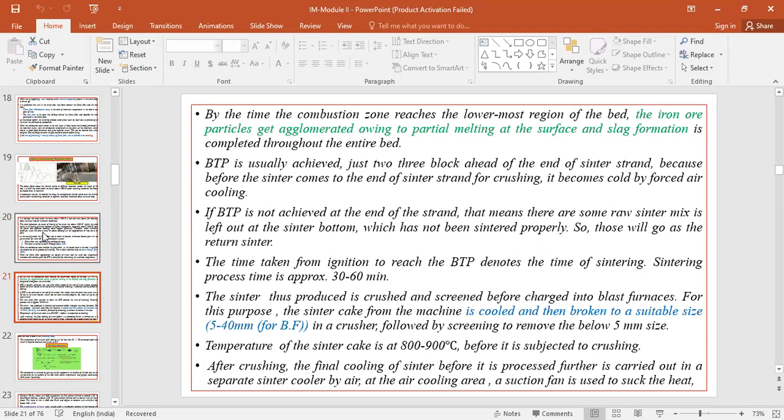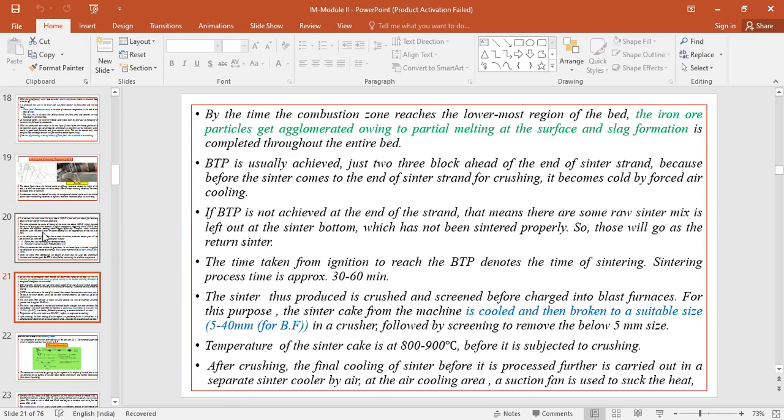By the time the combustion zone reaches the lowermost region of the bed, the iron ore particles will get agglomerated owing to the partial melting at the surface, and slag formation is also taking place completely. This slag is formed because of the incipient fusion of iron ore particles. That slag basically acts as a bond between the iron particles. So there are iron particles, and all these iron particles are bonded together with a slag bond. That is actually what is happening in the sintering process.